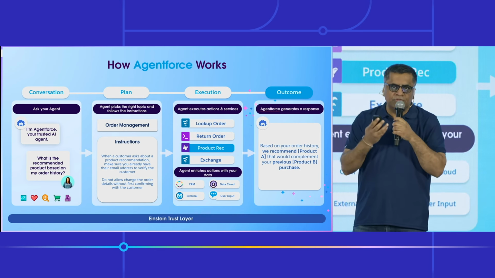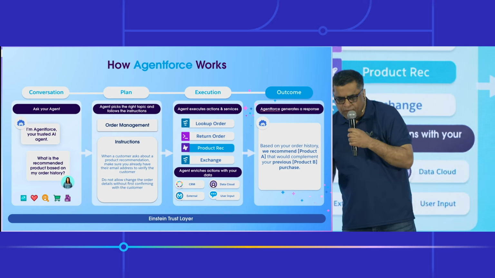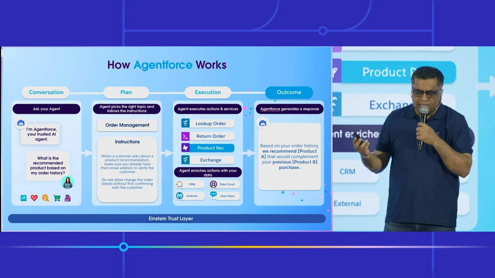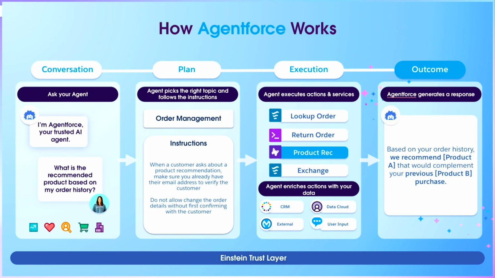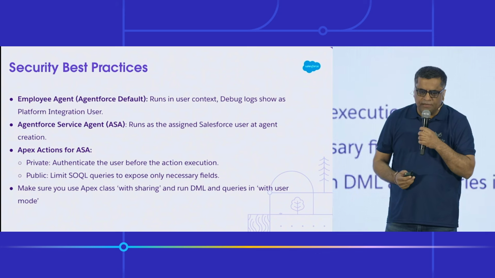And then all of it comes together. Agentforce then generates a response. Based on your order history, we recommend the specific product that would complement your previous product purchase. So basically, it makes that recommendation as the final output.